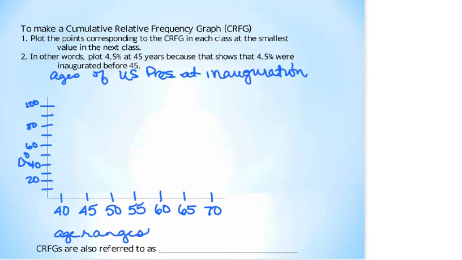Now I know at age 40 there were no presidents, so I'm going to start this down here at 0. Now before the age of 45, we had 2 U.S. presidents inaugurated, which was just 4.5%, so not very much. And then before the age of 50, 20.5% of the U.S. presidents were inaugurated before they were 50. Before the age of 55, we see that we had 50% of them inaugurated.